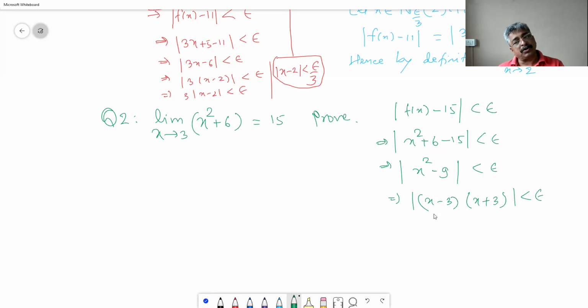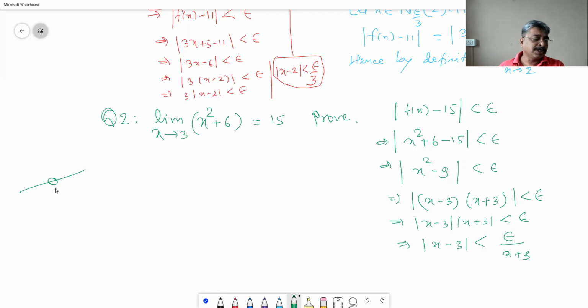Now you will be surprised to know that because it is a product we don't have splitting, so x minus 3 into x plus 3 should be less than epsilon. And now this is what we are interested in. This should be less than epsilon by x plus 3 actually, and it is a function of x. The delta that we are trying to find out, if it is a function of x, then we are in trouble because it will change as per the value of x that you choose in the neighborhood of 3. We don't want that to happen.